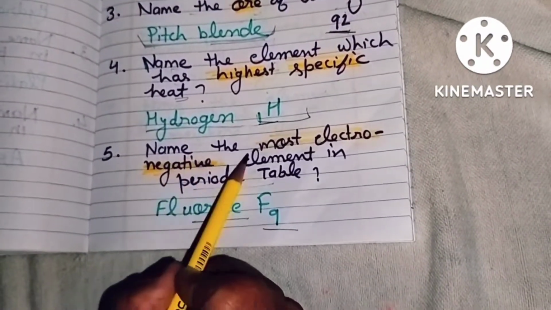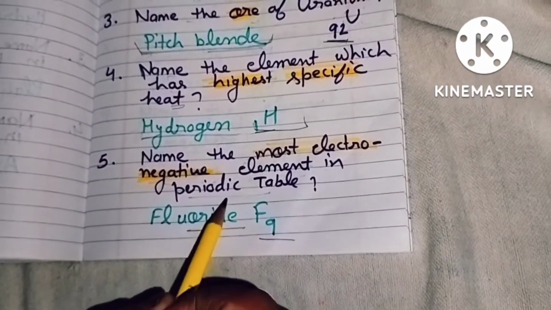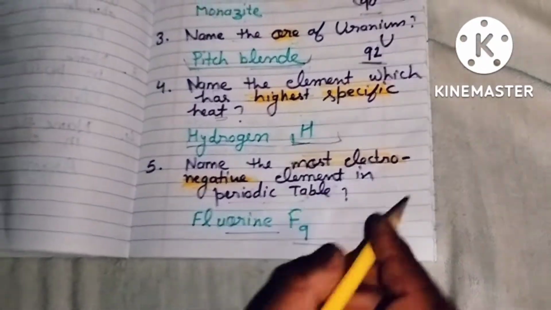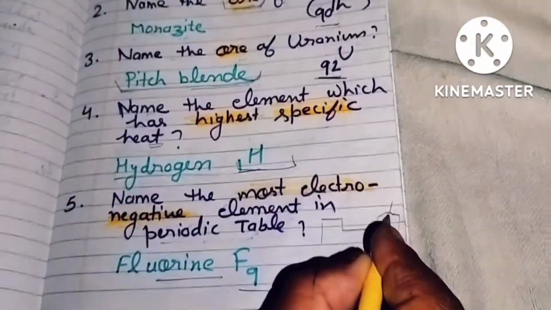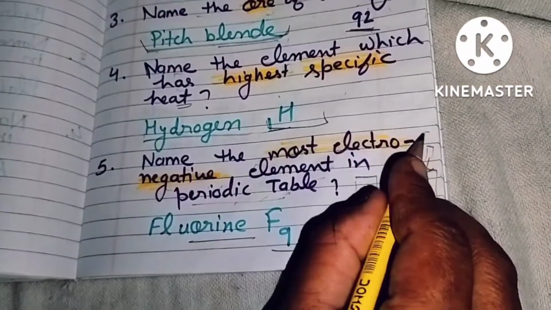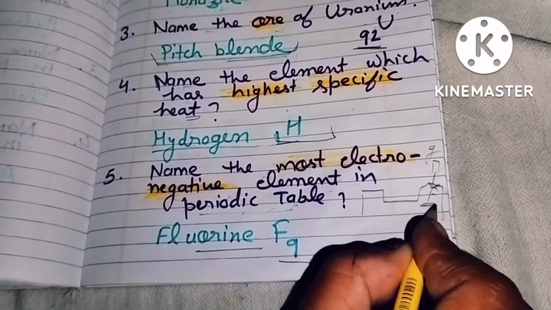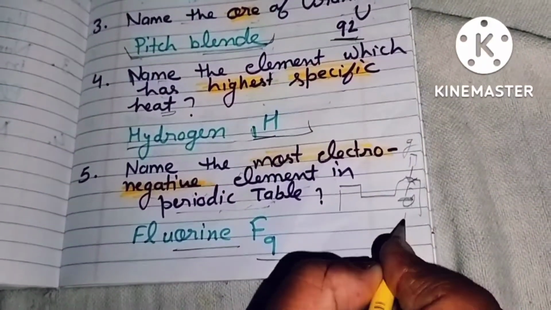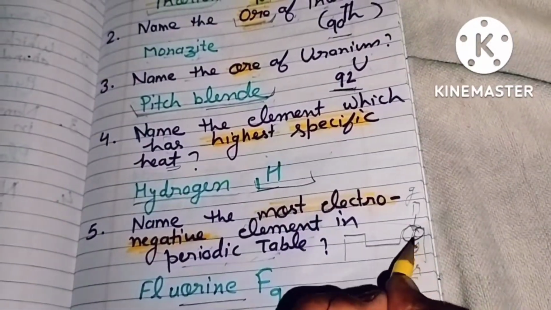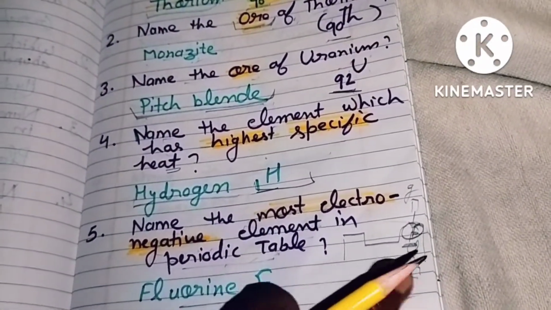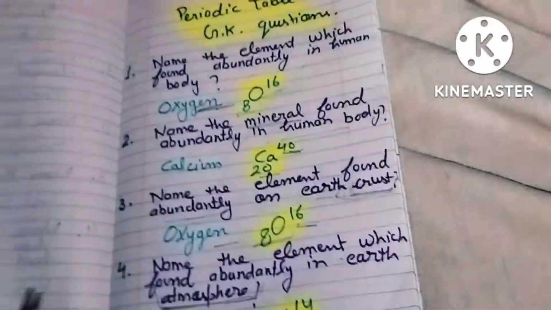Next, name the most electronegative element in the periodic table. At the top position of the 17th group is fluorine, then going down: chlorine, bromine, iodine, etc. Because of its highest electronegativity, fluorine is the most reactive element in the periodic table.